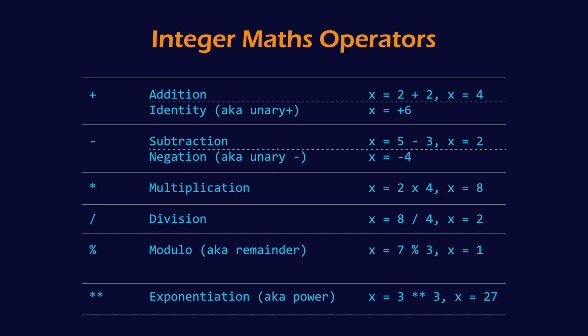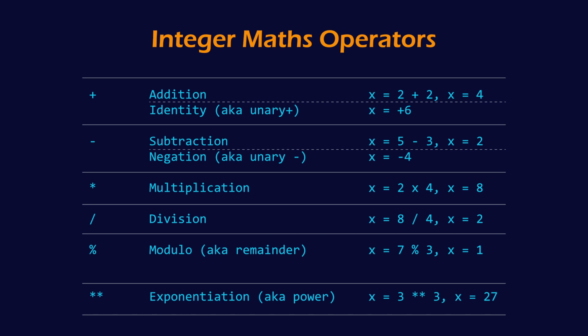Exponentiation is where you raise one value to the power of another. In the example, we're cubing 3 to get 27, that is 3 times 3 times 3. In the Godot docs, this is also referred to as the power operator. There are more complicated things we can do with exponentiation when floats get involved, but again, that will be in the floats tutorial.